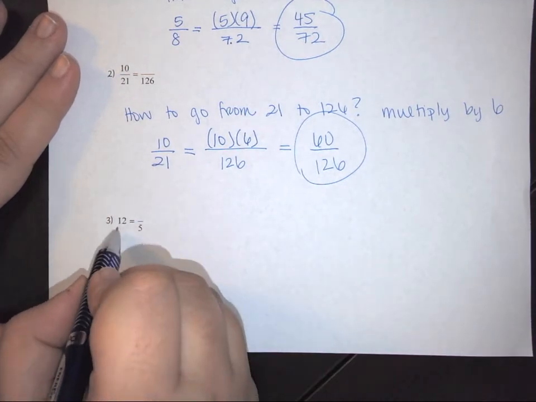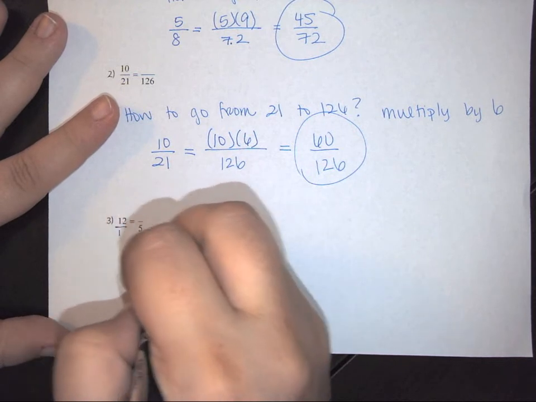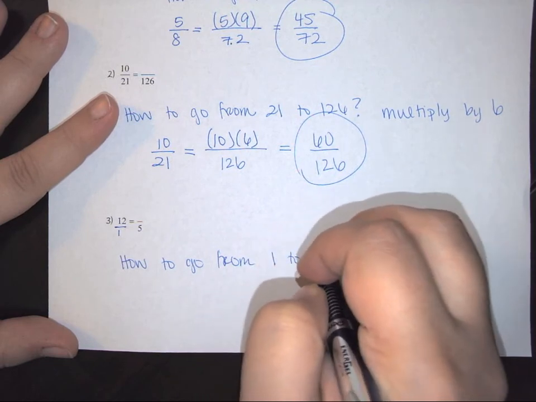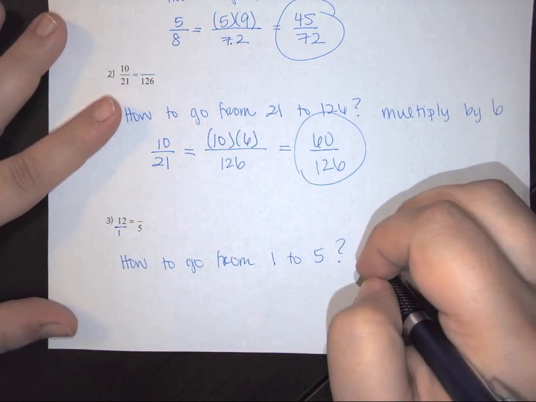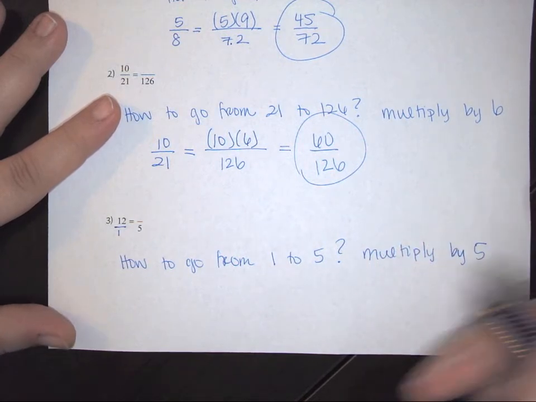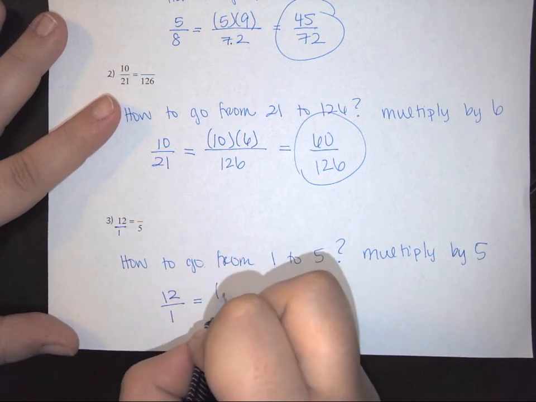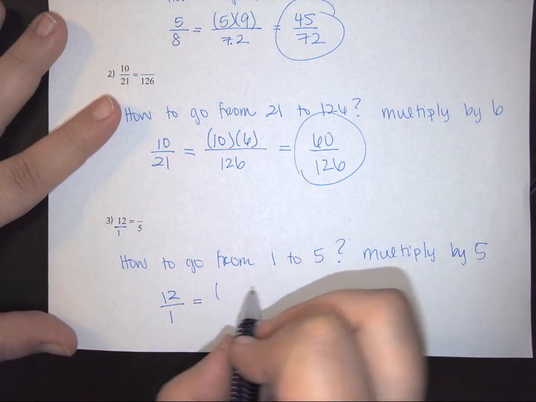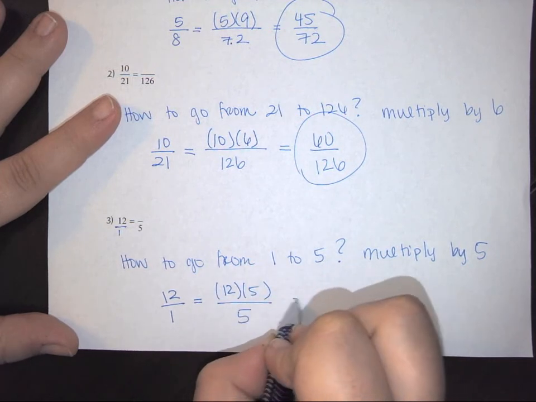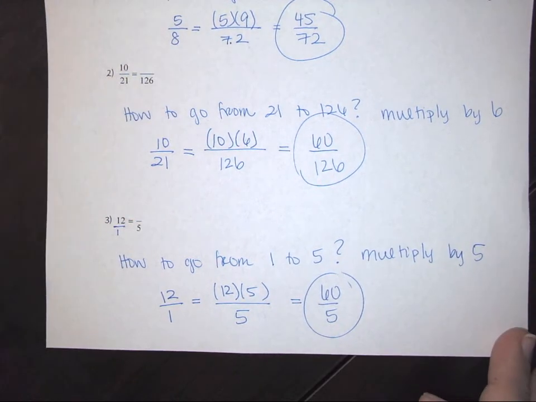Now this last one here, I have to remember that if I have a whole number, it's the same as over 1. So here I am looking at how to go from 1 to 5. Well, that again, you would multiply by 5. Therefore, if I have 12 over 1, that's going to equal 12 times 5 over 5, which is going to give me 60 over 5, and thus another equivalent fraction.